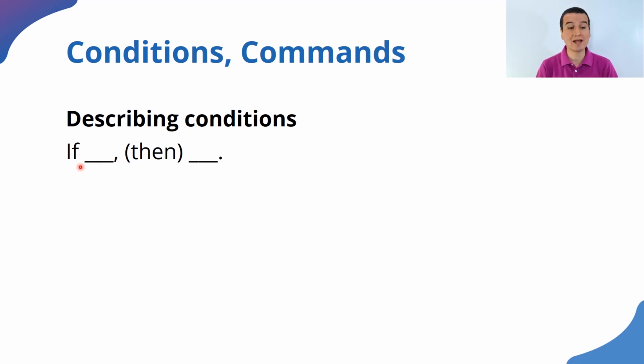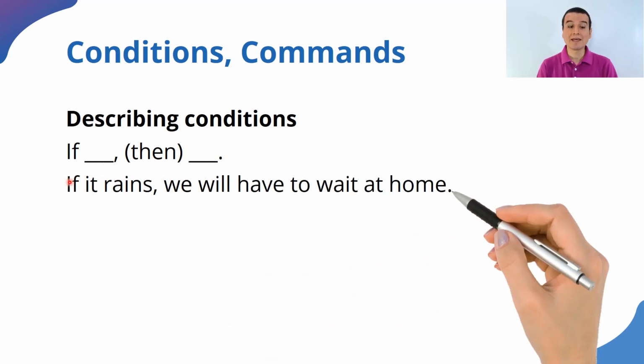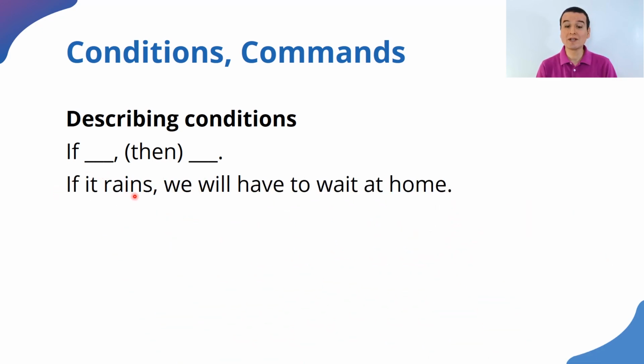In one part, we have a clause that starts with if, that marks the condition that has to be met. And then we have the second clause. The second clause could be preceded by the word then. If this happens, then this will happen. All right? For example, if it rains, we will have to wait at home. Right? So the condition is if it rains. If it rains, we will have to walk. If it doesn't rain, we don't have to walk. All right? Look at this.